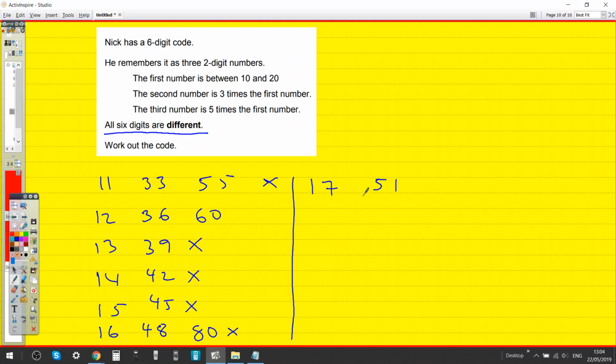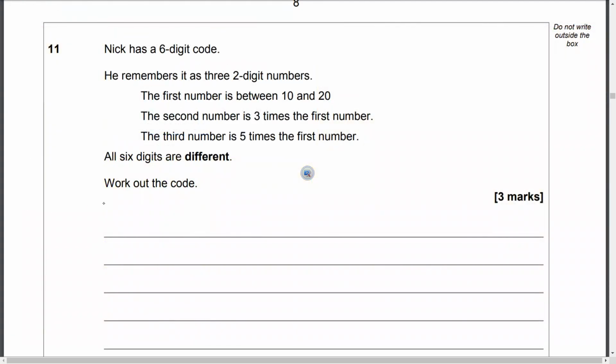So 18 times 3, 54. So we've got 18, 54. Third, 5 times bigger than 18 is 90. Yeah, that works. It's 18, 54, 90. Yeah, there we go. So there's clever ways of doing it with the calculator, but no, just stick with what you know.